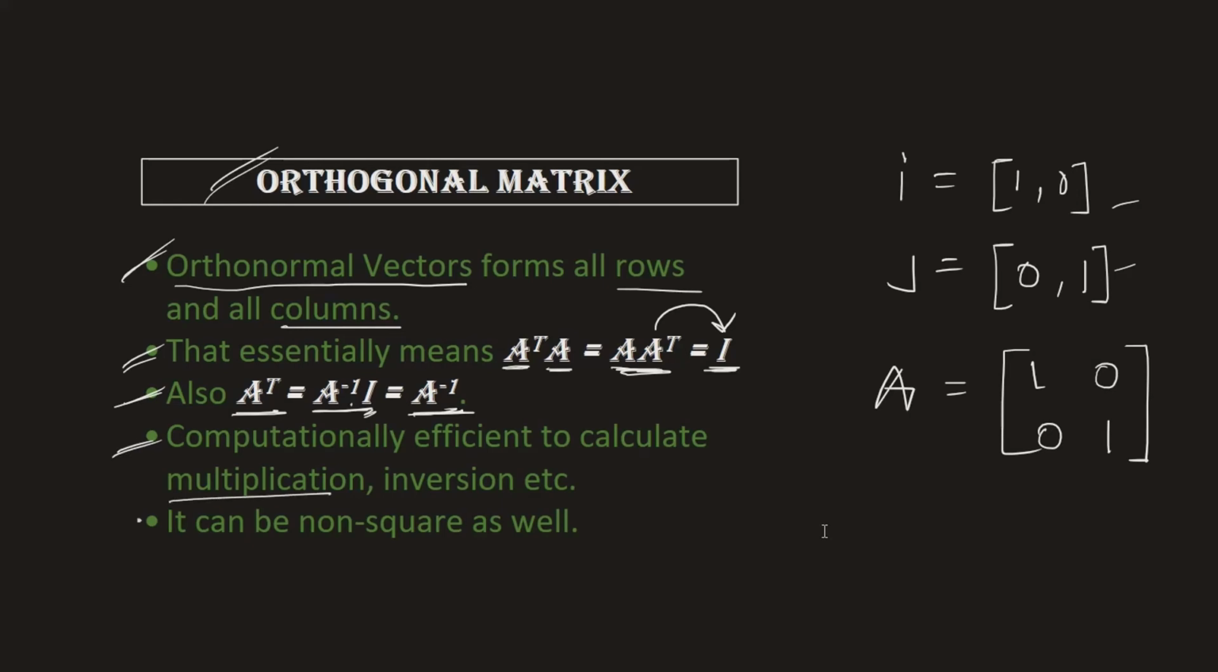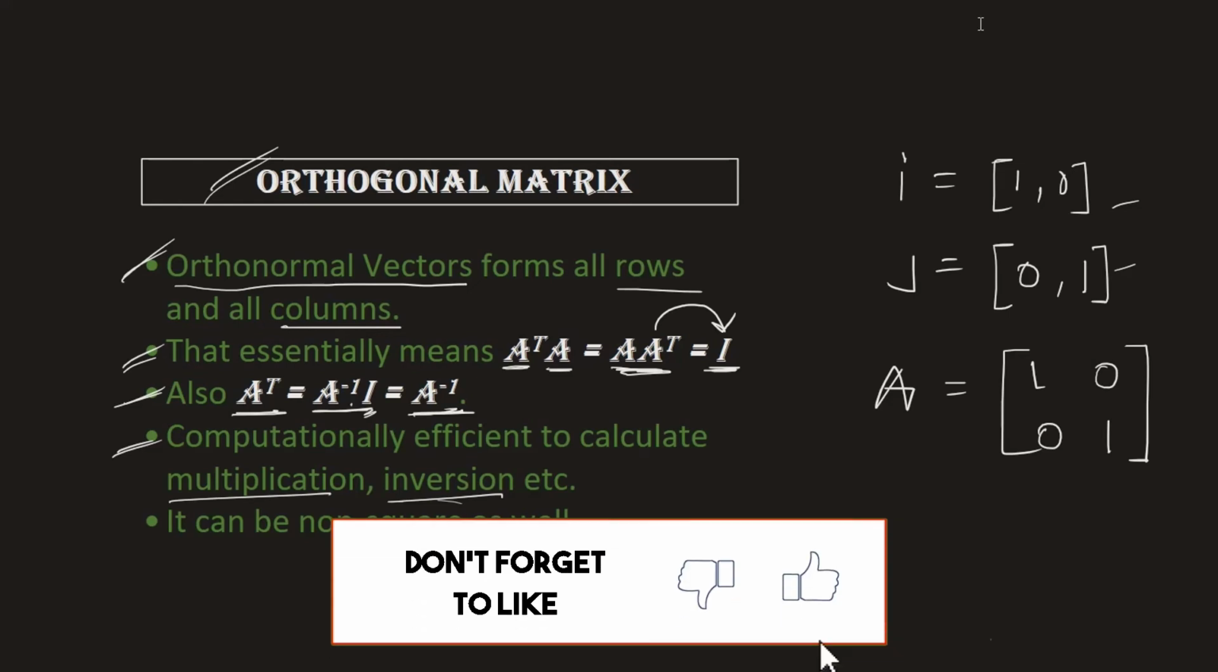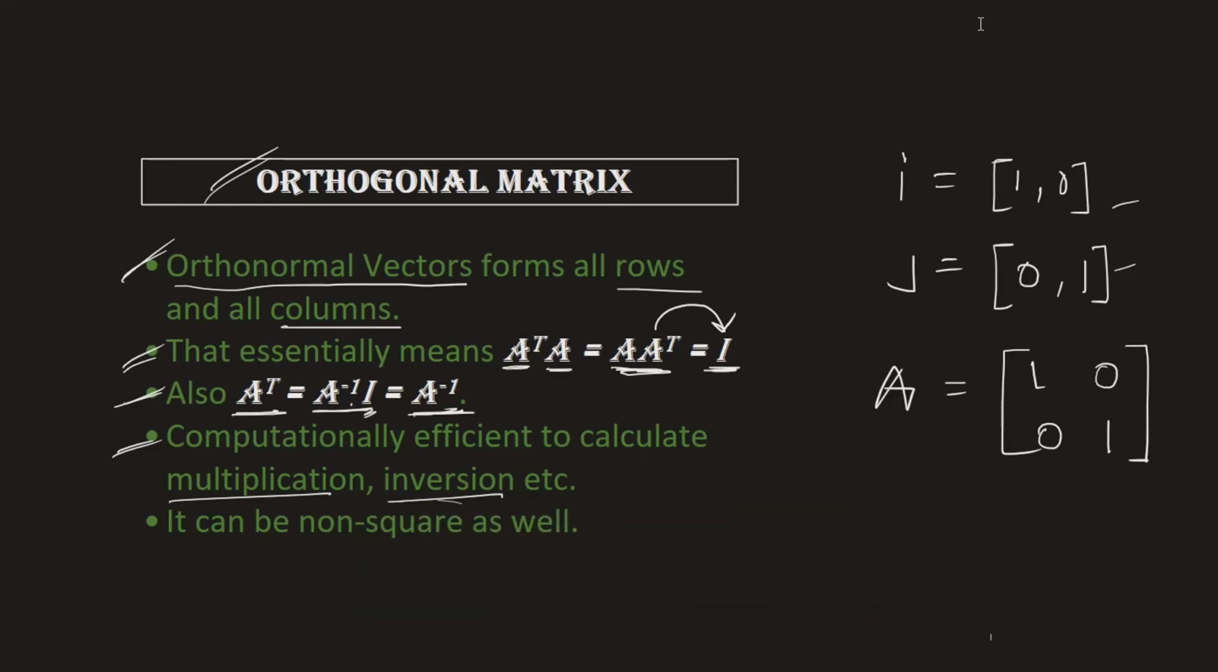Because of this, it becomes computationally efficient to calculate the multiplication or inversion. That is it for today's lecture, and it was also the last lecture on the matrix topic. Going forward, we are going to learn super important topics like eigenvectors and eigenvalues, which are extremely important if you want to fundamentally understand principal component analysis in machine learning, which is again a frequently asked topic in interviews.